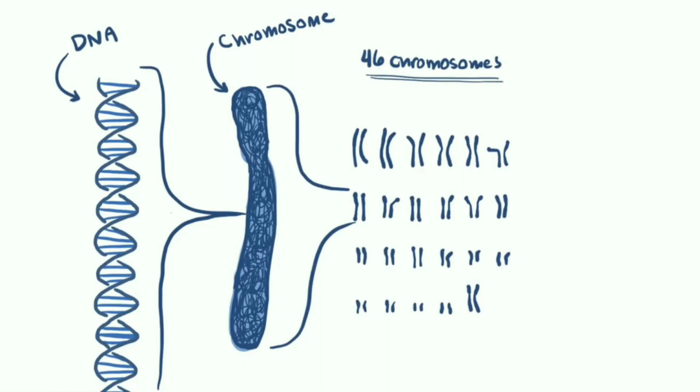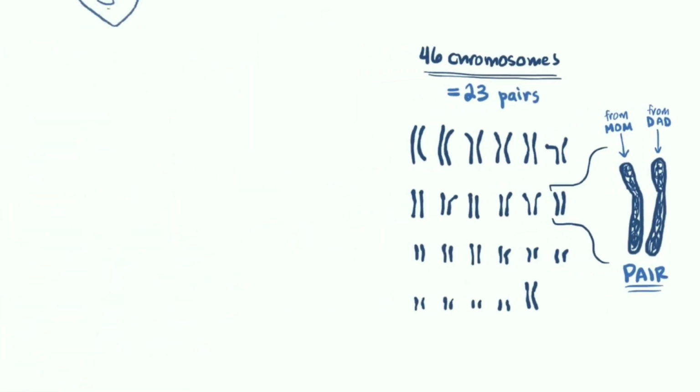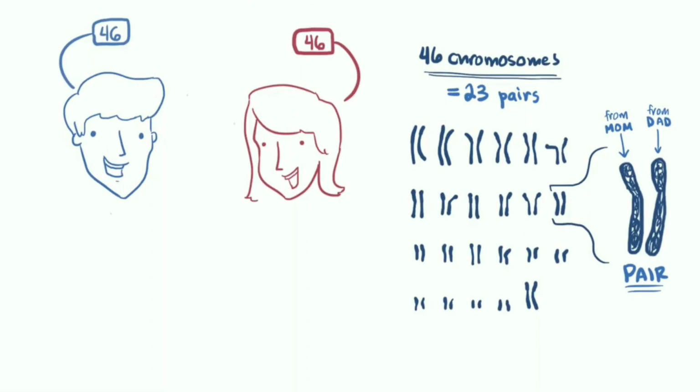Depending on how you define organize, each of the 46 chromosomes is actually part of a pair of chromosomes since you get one from each parent, so 23 pairs. If you want to make another human, first you would have to find someone that feels the same way, and then you both contribute half of your chromosomes. So one from each pair.